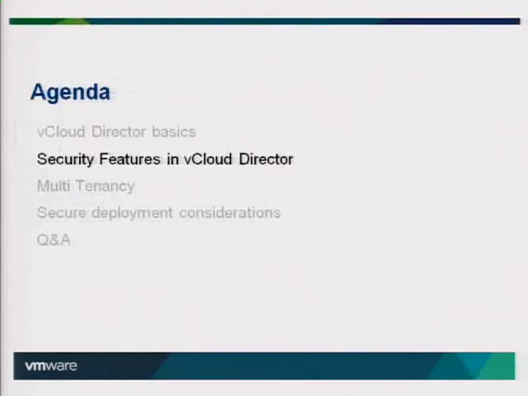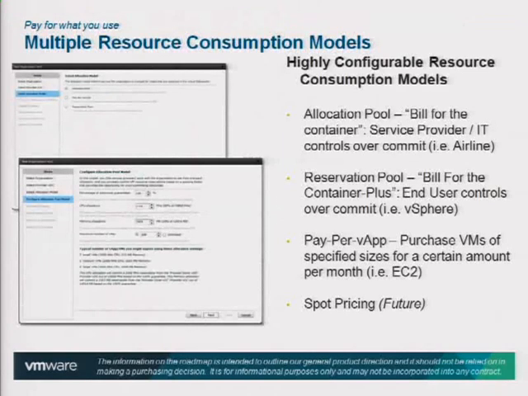When an organization signs up for a service, they get to decide what model they're going to use. We support three different models in this product: the allocation model, the reservation model, and the pay-as-you-go model. What it really comes down to is who controls the overcommit of those resources at the back end.